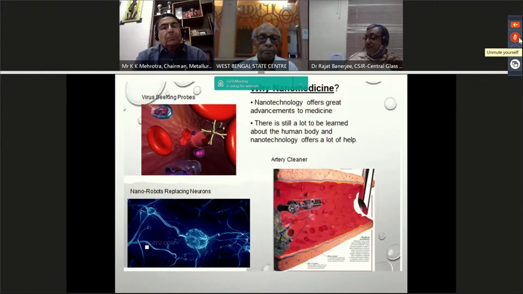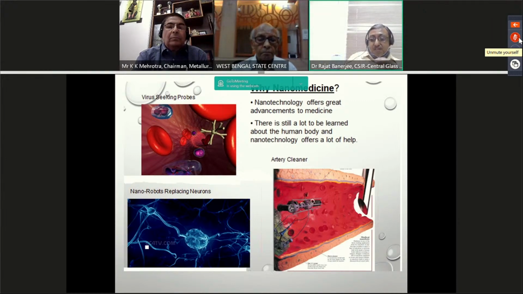And these are pictures of how these machines work. This is a nanorobot. This is the artery cleaner, where cholesterol has been deposited and is being cleaned. And this is the virus-seeking probe. And I will show you a video which will give you an idea of how it works.